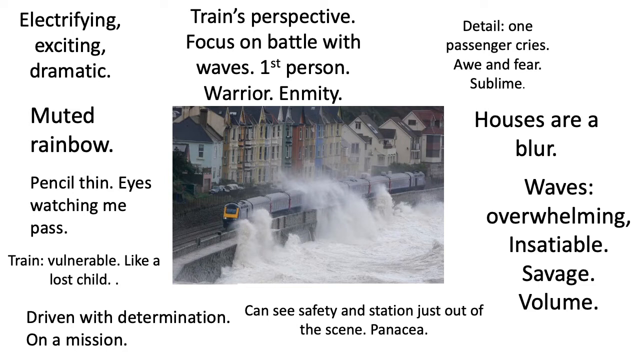So I'm going to use the first person and I'm going to try and adopt it from the perspective as if I'm in a battle against the sea. It's nature against man-made wrought iron and steel, which is why you can see words like warrior and enmity appearing. Notice I didn't say enemy, but I'm trying to stretch my vocabulary, so I've chosen the word enmity, which means an enemy with somebody else.